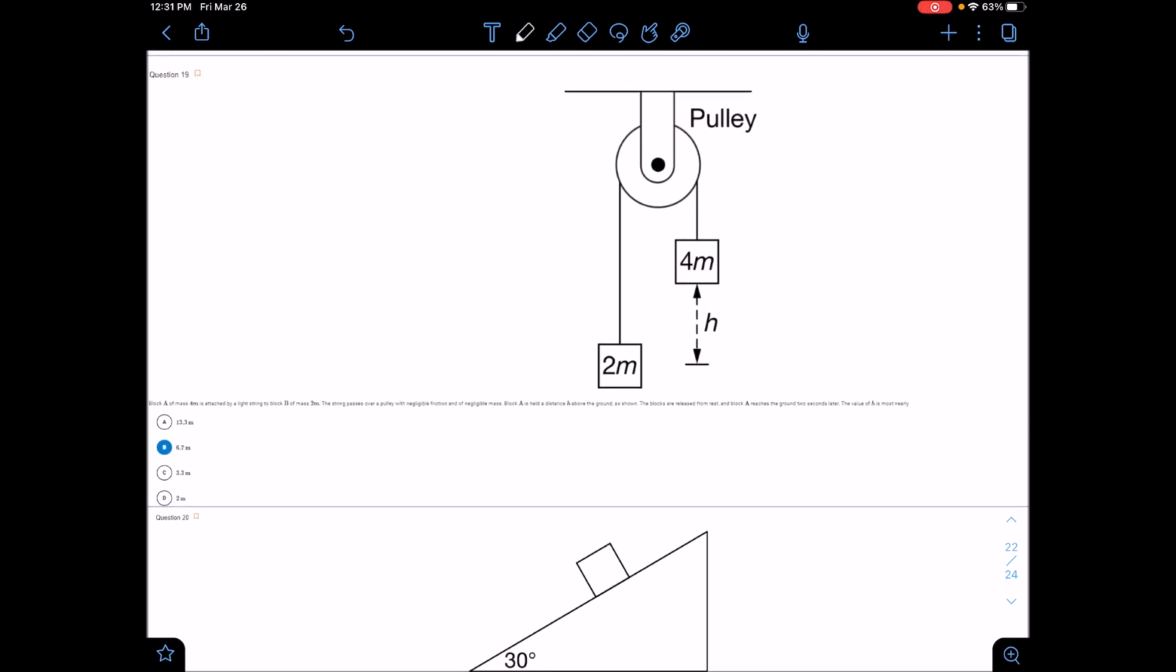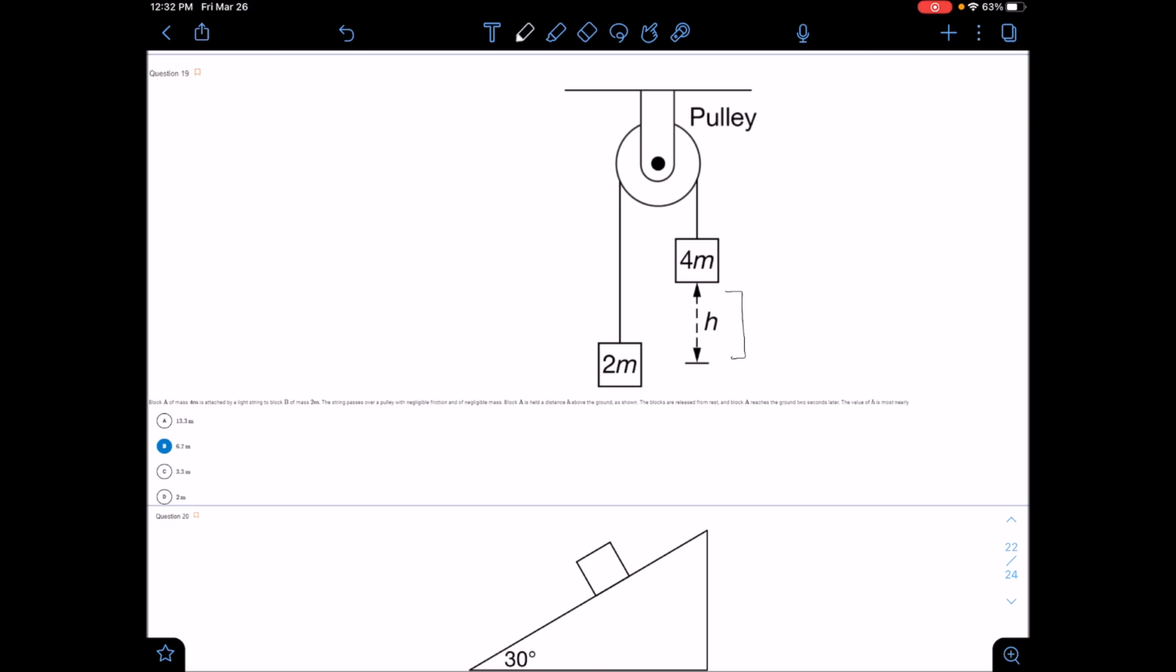Alright, next question. Block A of mass 4m is attached by a light string to block B of mass 2m. The string passes over a pulley with negligible friction and negligible mass. Block A is held a distance h above the ground as shown. The blocks are released from rest, and block A reaches the ground 2 seconds later. The value of h is most nearly.